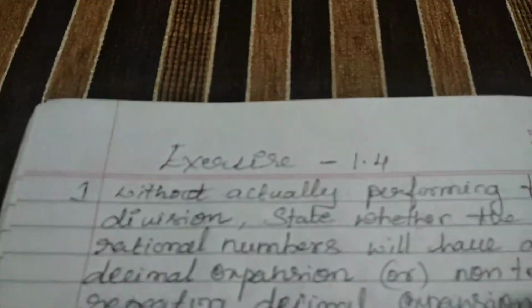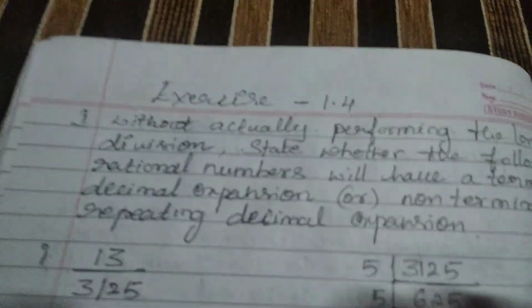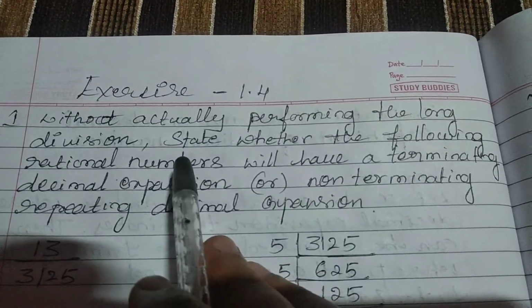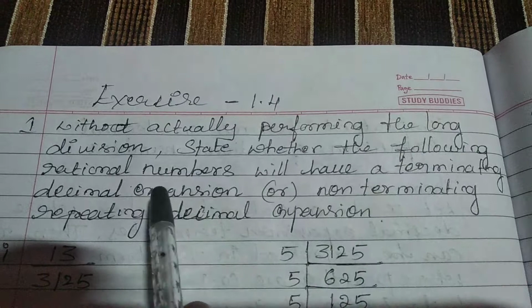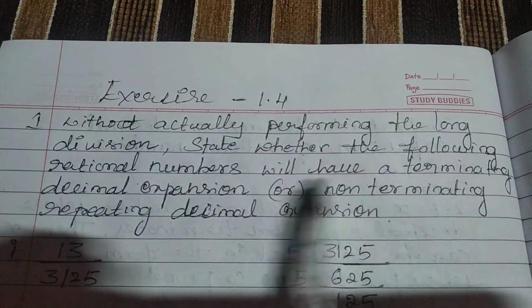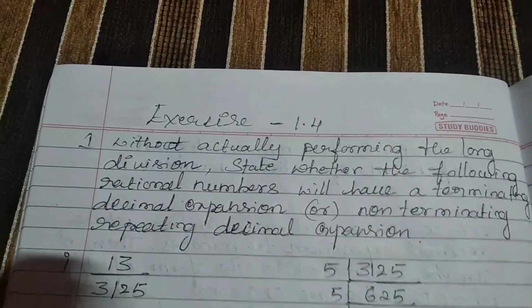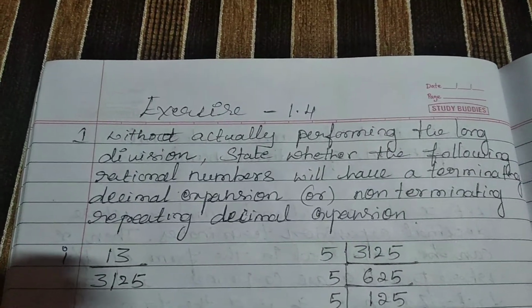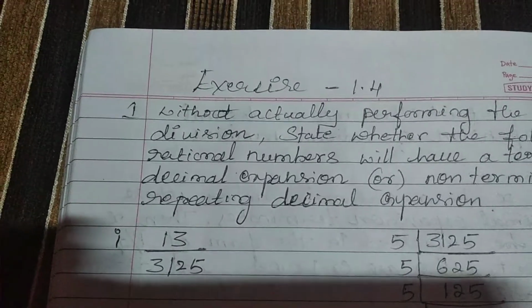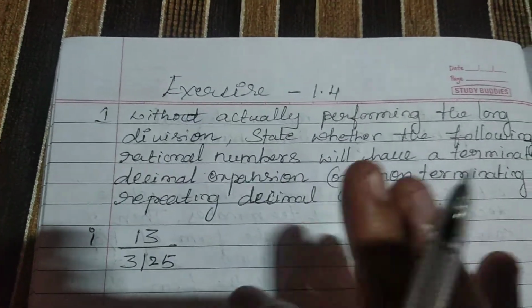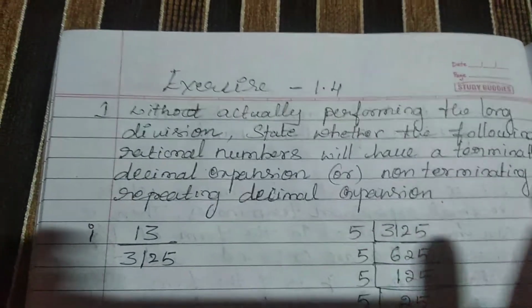So by this theorem we will do exercise 1.4. Read exercise 1.4. The first question: without actually performing the long division, state whether the following rational numbers will have terminating decimal expansion or non-terminating repeating decimal expansion. You have to use the theorem we have done, without actually dividing. We have to say whether it is a terminating decimal or a non-terminating repeating decimal expansion.